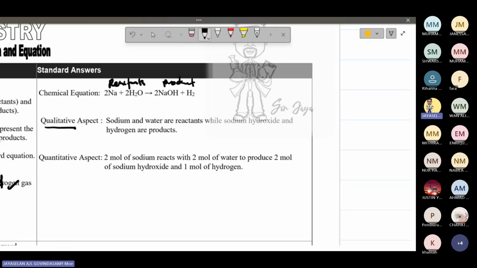Describe the equation qualitatively. So apa you buat? The reactants are sodium and water. The products are sodium hydroxide and hydrogen. You take 0.1. Any question? This is qualitative. Okay. And one more, they ask you to describe the equation quantitatively.